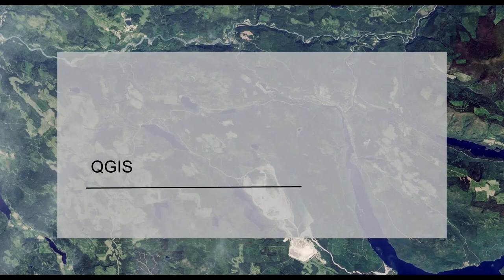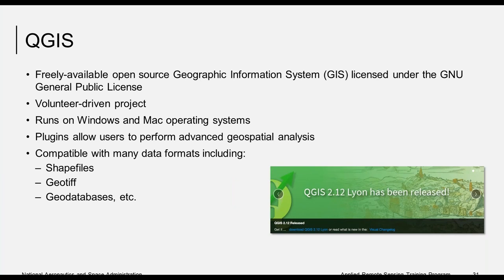So next I'm going to talk a little bit about QGIS. So hopefully by now, you all know that QGIS is freely available, open source geospatial software that has many of the same functions as ArcGIS. It can run on Macs or PCs, and plugins are the main tools that allow users to do specific processing steps and for more advanced analyses.